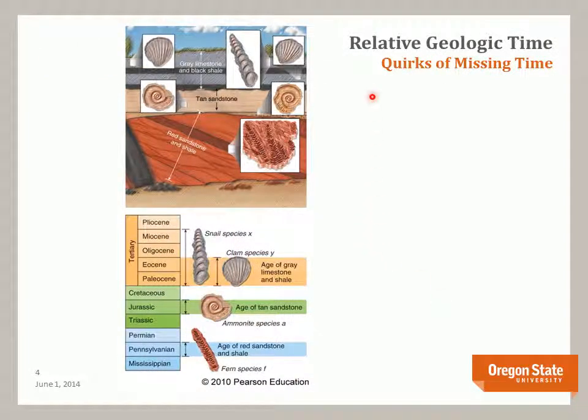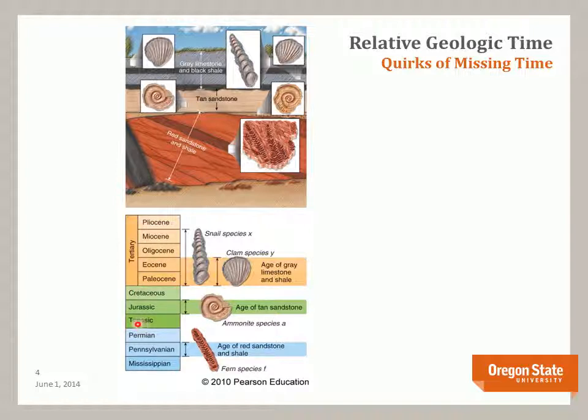This is an example from your textbook. Here is a sketch or a model of a series of sedimentary rocks and a cross-cutting igneous dike. We can tell the relative age of these events based on the principles of superposition and also using the fossils. If we apply the fossils to the geologic timescale, we see that the red sandstone was deposited in the Pennsylvanian, the tan sandstone in the Jurassic, and the gray limestone and shale was deposited in the Tertiary time.